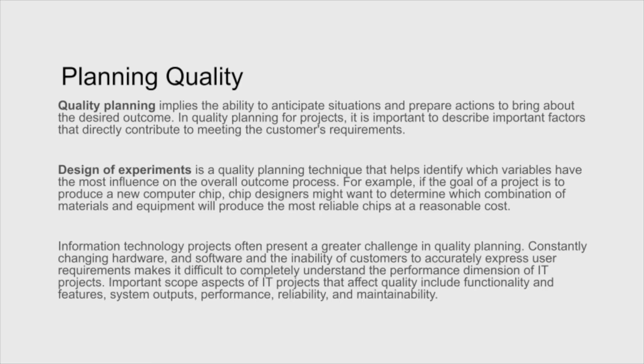The first stage, as we looked at, was planning quality. So when we think about quality planning, it really implies the ability to anticipate situations and prepare actions to bring about the desired outcome, right? In quality planning for projects, it's important to describe important factors that directly contribute to meeting the customer's requirements. Again, it's all about the customer. Another important part of quality planning is designing experiments to test to ensure that we have something that will probably do the job well.